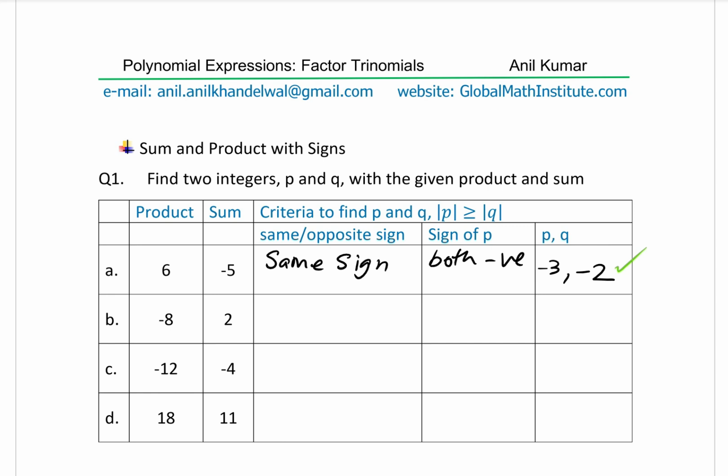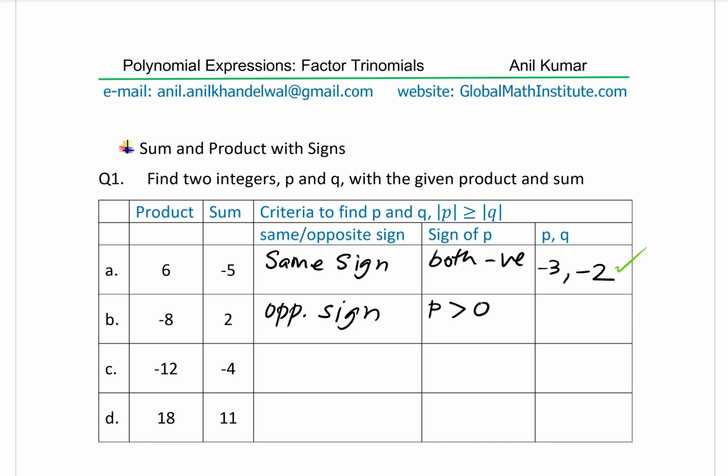So let's try the other combination. Now we'll have a product of -8 and a sum of 2. -8 is the product, which means opposite signs of p and q. Now the sum is 2, that means p is greater, right? So p is positive and greater. Perfect. So p is greater than 0. p is positive. They are of opposite sign.